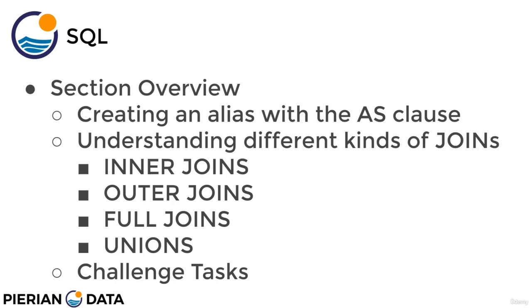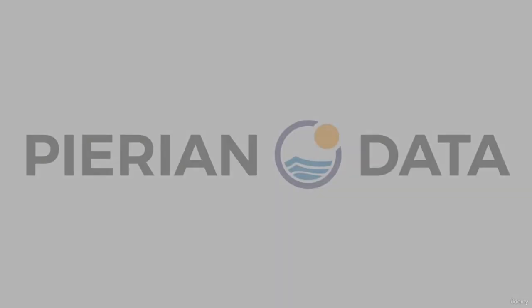We're going to start off with the simpler join types and then move on to the harder to understand or more complex join types. But overall, once you understand one type of join, the mental leaps required to understand the other types of joins isn't too bad. Then we'll end this with some challenge tasks. All right, so now that we understand what we're going to learn in this section, let's move on to the next lecture. I'll see you there.